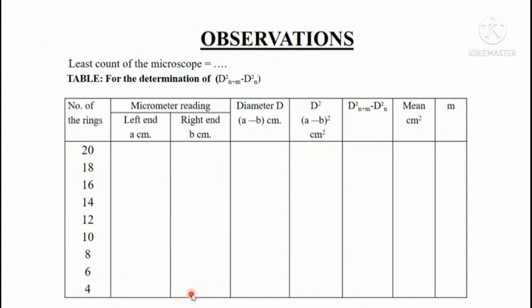Then we go to the right hand side of this 4th ring, say in this case, and then again keep on moving to the right side and take the reading for the right end of the 20th ring. So when we subtract A from B, the difference of A and B will give the diameter of that particular ring. So in this way we will find out the diameter of almost all the rings.